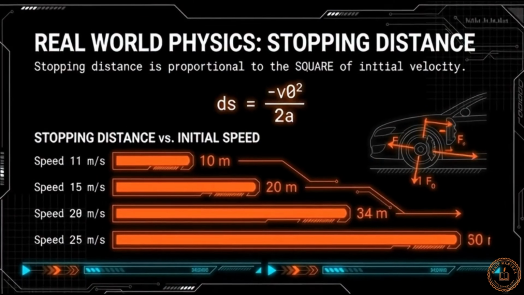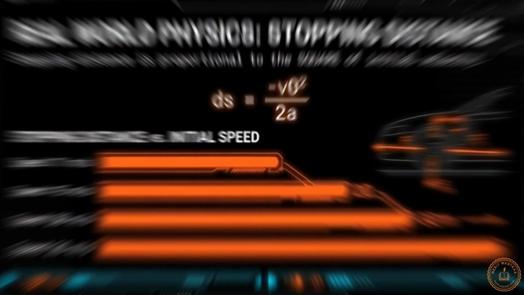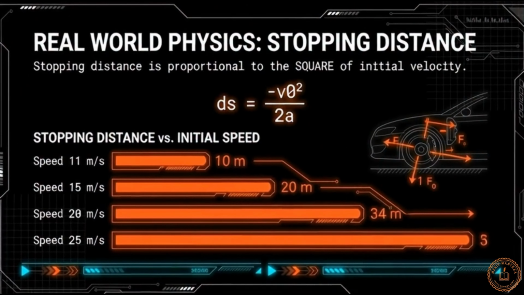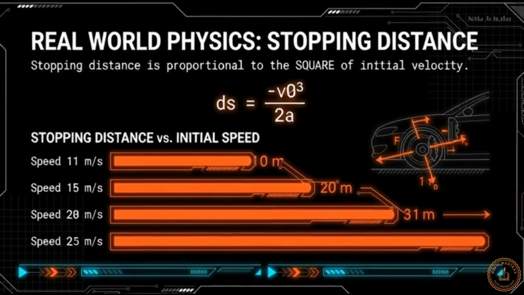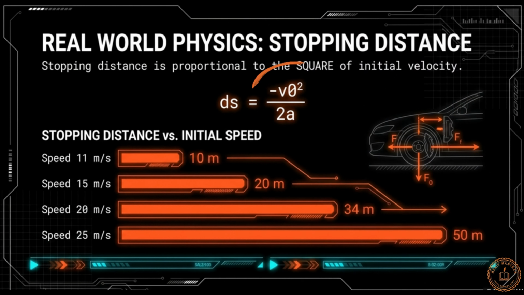Well, if you thought it doubles, you're not alone, but it's a common mistake. The relationship isn't linear at all. Stopping distance is actually proportional to the square of your initial speed. So if you double your speed, you don't double the stopping distance, you quadruple it, 4 times longer.